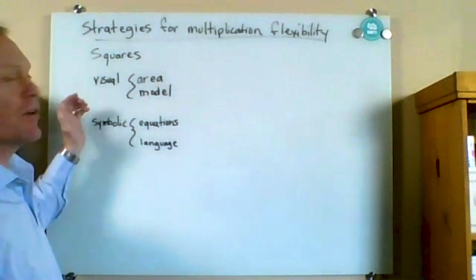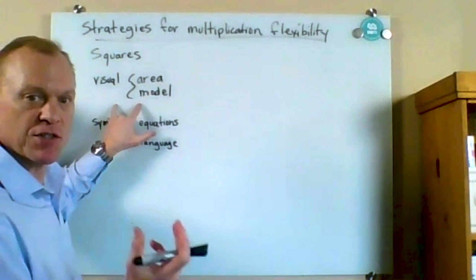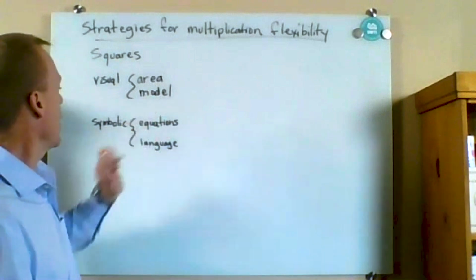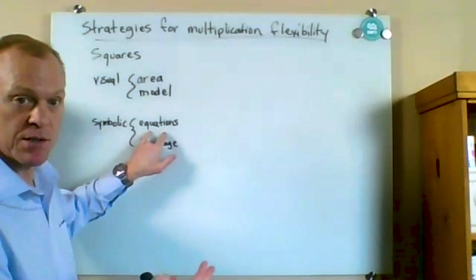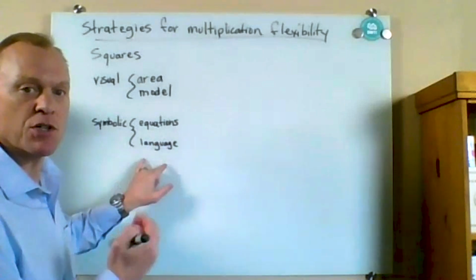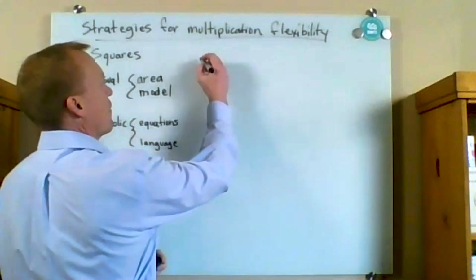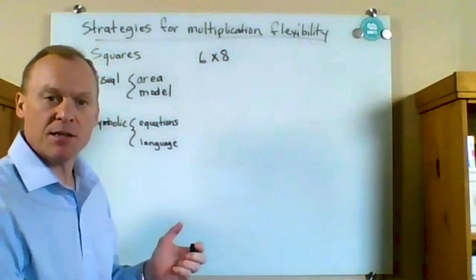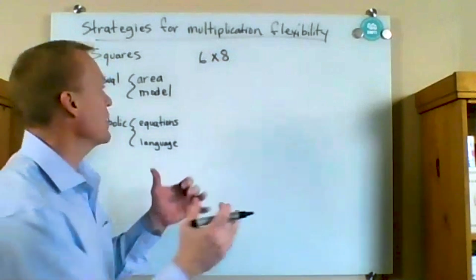And with each of these models, we're going to talk about a visual model to really conceptually understand and see the concept. So we're going to use an area model. We are also going to use 2 different symbolic models, equations, what we use in mathematics, but also language. How do we talk about the mathematics? So our first one, we're going to try 6 times 8. A student might know 6 times 6 is 36, so we know that square.